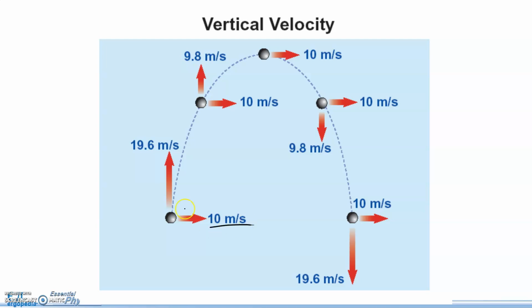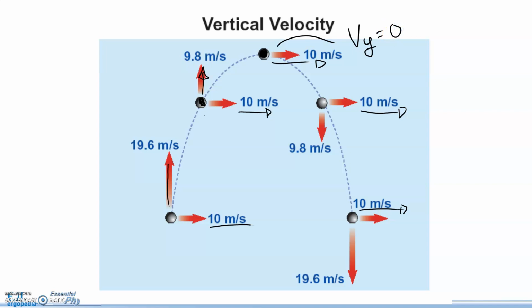This is 10 meters per second going this way. At this point of the path, the ball is still going 10 meters per second this way. At this point, still going 10 meters per second, still going 10 meters per second. Whereas moving up, it might start off at 19.6 meters per second. It starts being slowed by the pull of gravity. Eventually, it stops altogether going up in the y direction. So right there, the velocity in the y direction is 0.